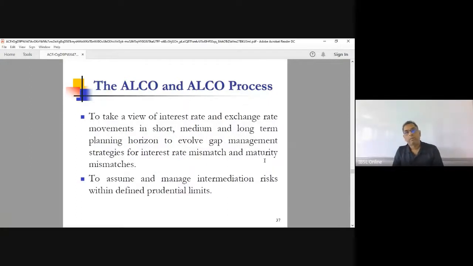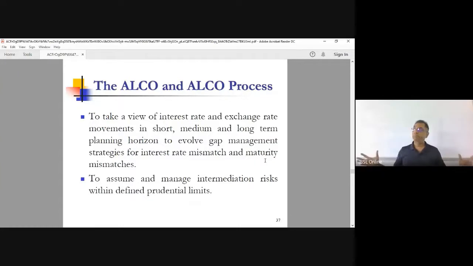Slide 37, again, this is repeating what we've already discussed. So ALM and then ALCO takes a view on interest rate, exchange rate, medium and long term, and then decides how to manage its liquidity and interest rate mismatches and maturity mismatches. Okay, so that is ALCO, that is ALM.